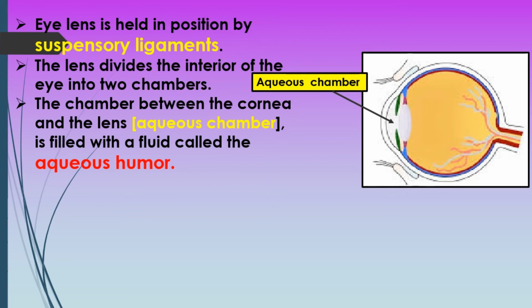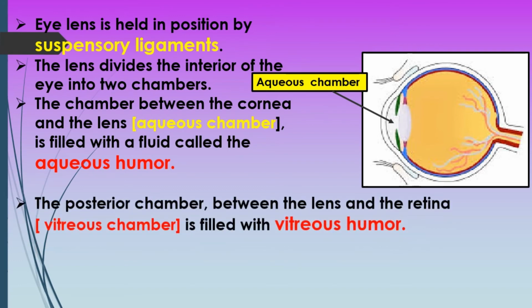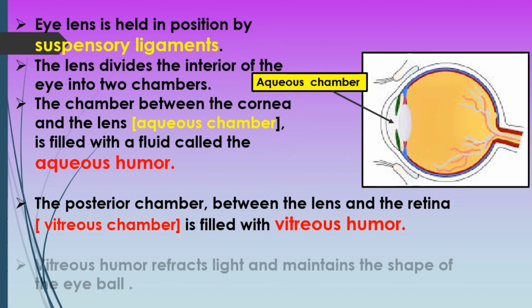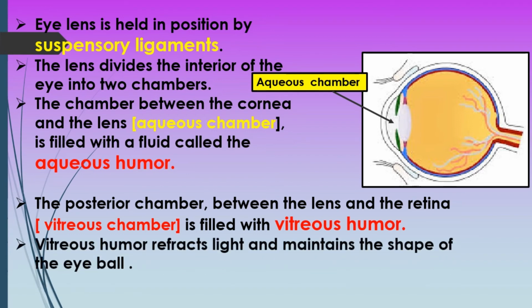It also refracts light. The posterior chamber behind the lens, that is between the lens and the retina, is called vitreous chamber. Vitreous chamber is filled with vitreous humor. Vitreous humor is mostly water and is transparent. The humors contain dissolved salts, glucose and proteins. Vitreous humor also refracts light. It maintains the shape of the eyeball.